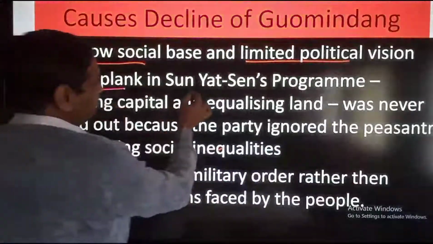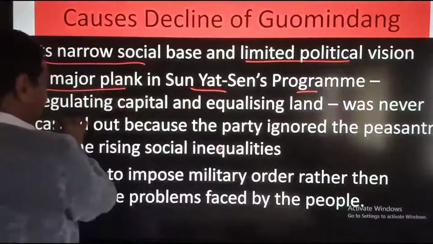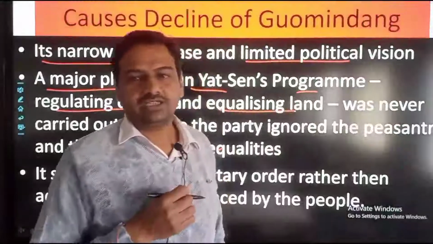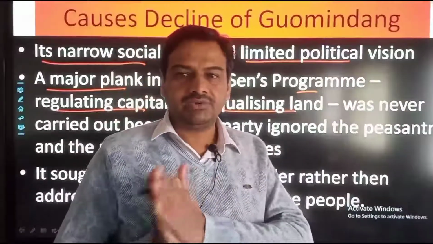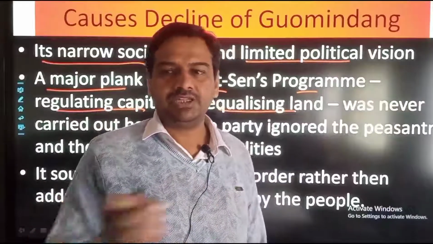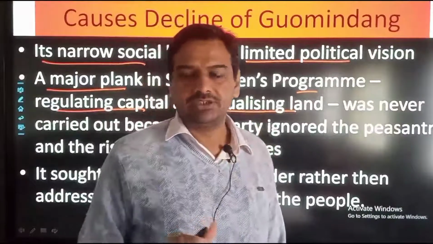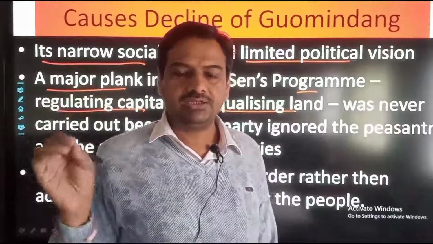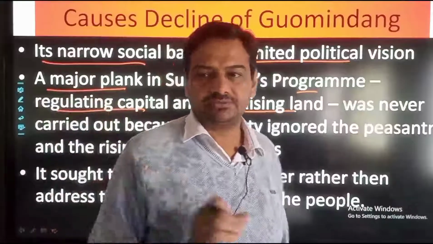Thereafter, a major plank in Sun Yat-sen's program was regulating capital and equalizing land. Sun Yat-sen wanted the age-old inequalities prevailing in China to be ended, but that could not be done by this party. So the philosophy which was providing the base to the Kuomintang was forgotten after that.